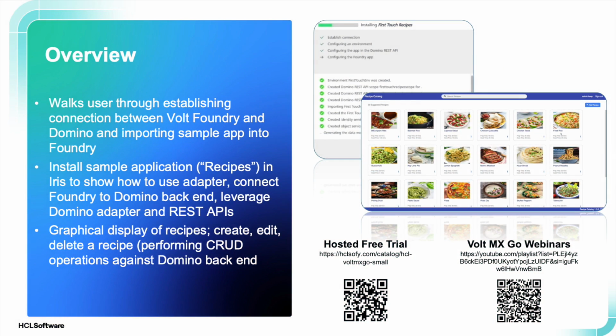First Touch includes a wizard that will walk you through establishing a connection between Volt Foundry and Domino using the Domino REST API. It will also install a sample application, a recipe app, in Volt Iris that you can use as a reference point when learning how to use the Domino adapter, how to connect Foundry and Domino, and create, modify, and build apps in Iris. Let's watch as Matt Muncy takes us through a demo of this helpful feature.